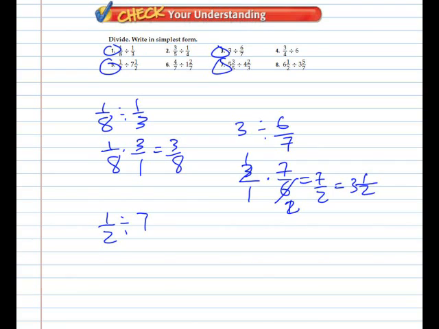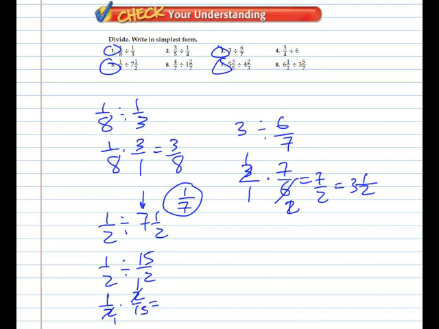Number 7, 1/2 divided by 7.5. Less than 1/7, that would be my estimate, because I'm rounding this down, it's probably going to be less than that. I'm rounding my dividend down. My actual answer is going to be less than 1/7. 1/2 divided by 15/2 becomes 1/2 times 2/15. Simplify here and here. I get 1/15. Clearly less than 1/7.